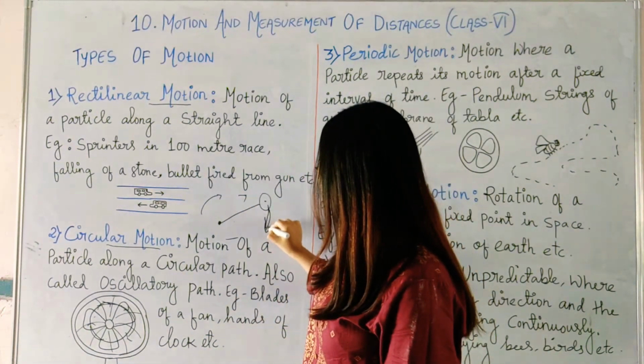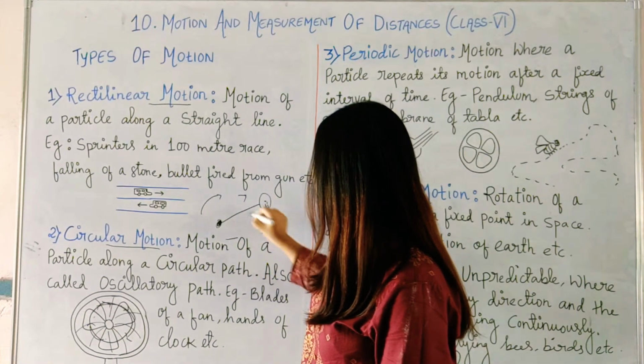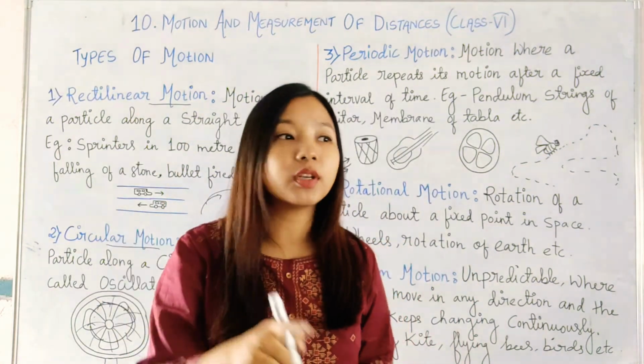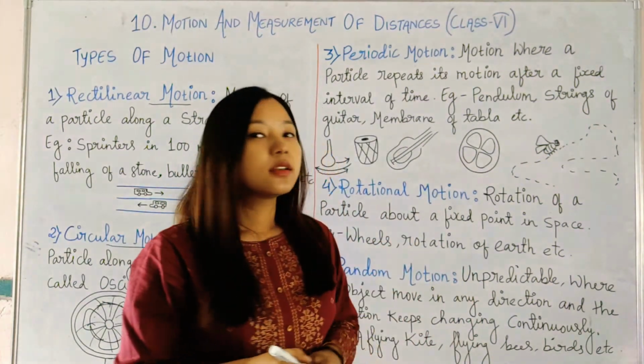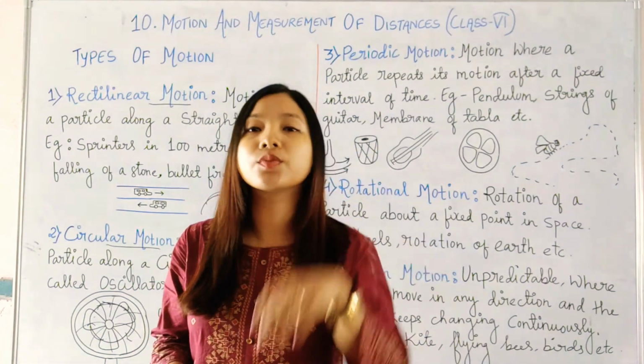But this is the path. It has nothing to do with this center. It is the path which matters in the circular motion. The path is circular. But here the rotation takes place about an axis which is inside the object itself.